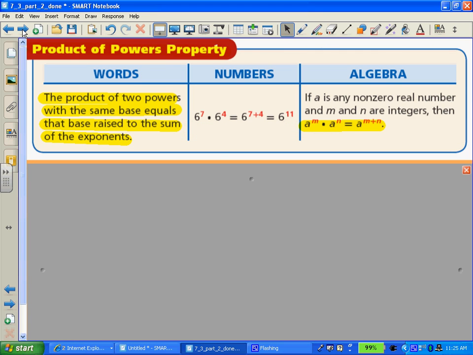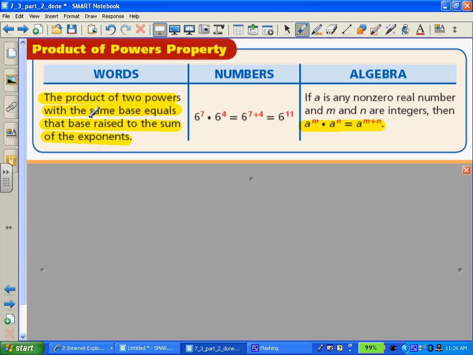The first thing we need to talk about is the product of a power property. And you only need to write down here the highlighted parts and again title it product of a power property. Okay, so the product of two powers with the same base equals that base raised to the sum of the exponents. And you can see that here a to the m times a to the n is the same thing as a to the m plus n. And if you like numbers more, 6 to the 7th times 6 to the 4th is the same as 6 to the 7 plus 4, or 6 to the 11th.